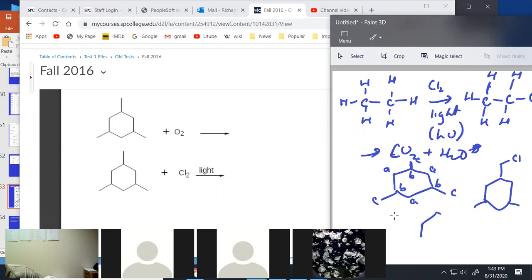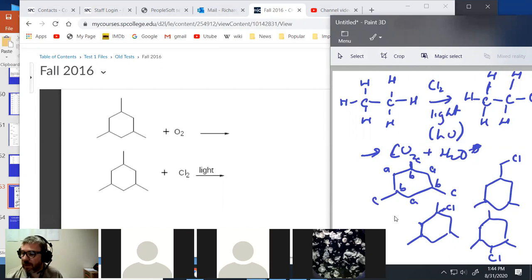And we could have a chlorine here. And we could have a chlorine here. So all of those would be the three structures, and then you'd have plus HCl as well as a product. And that would be the answer to this one here.